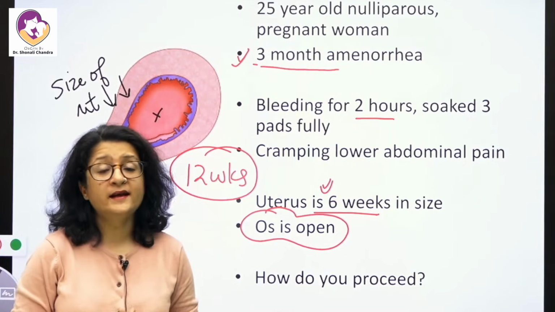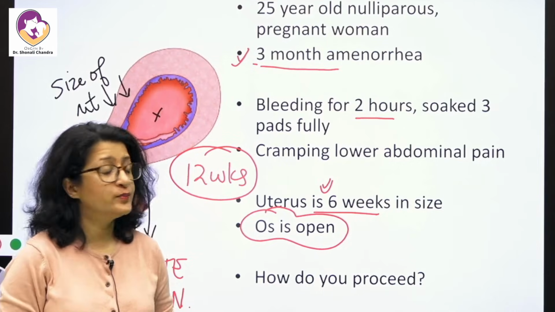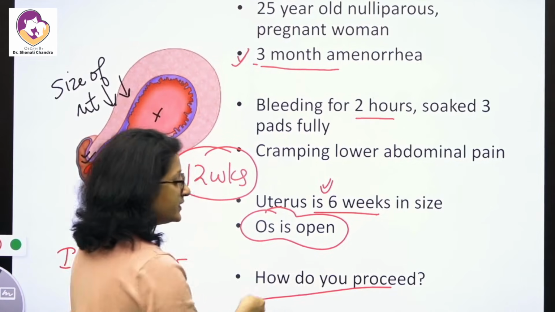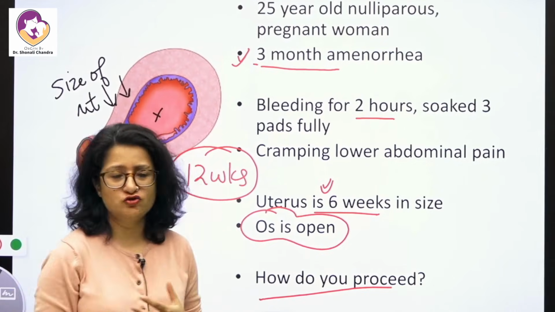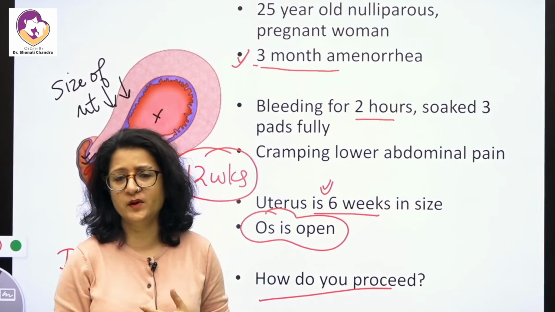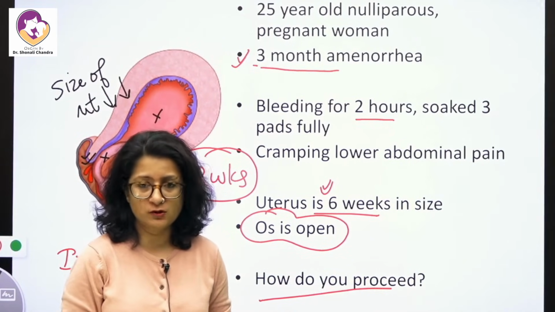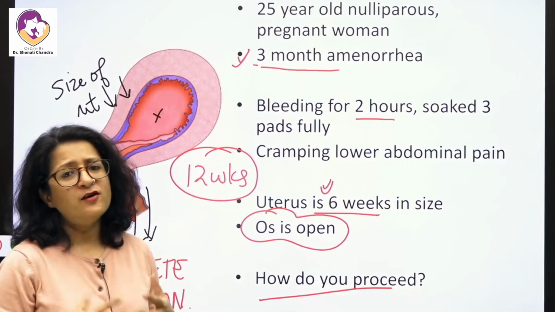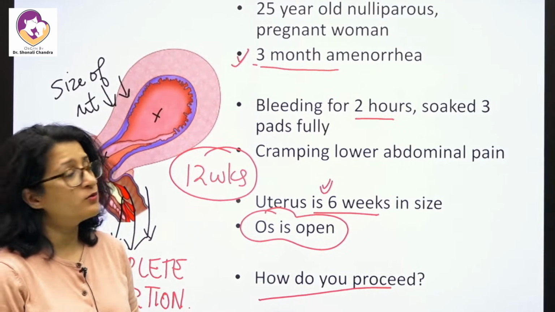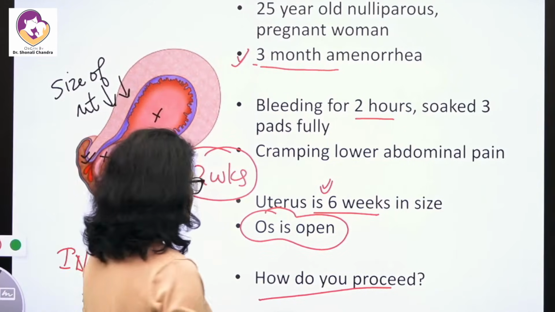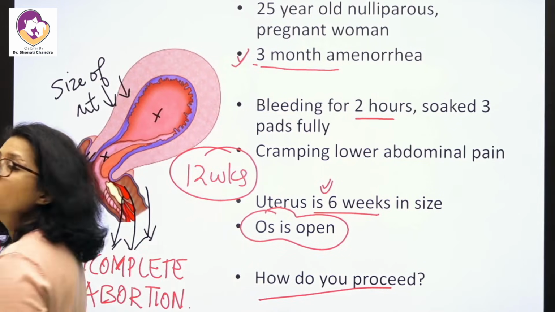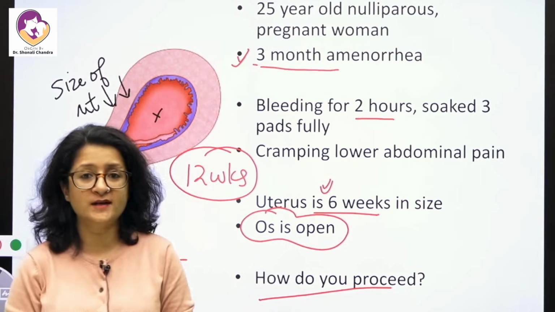Now, in this clinical situation, how do we proceed? So again, estimation of blood grouping, ABO typing, right? Hemoglobin estimation. Apart from all of that, I of course want to perform an ultrasound as well right now, right? So let us say we went ahead and did an ultrasound.